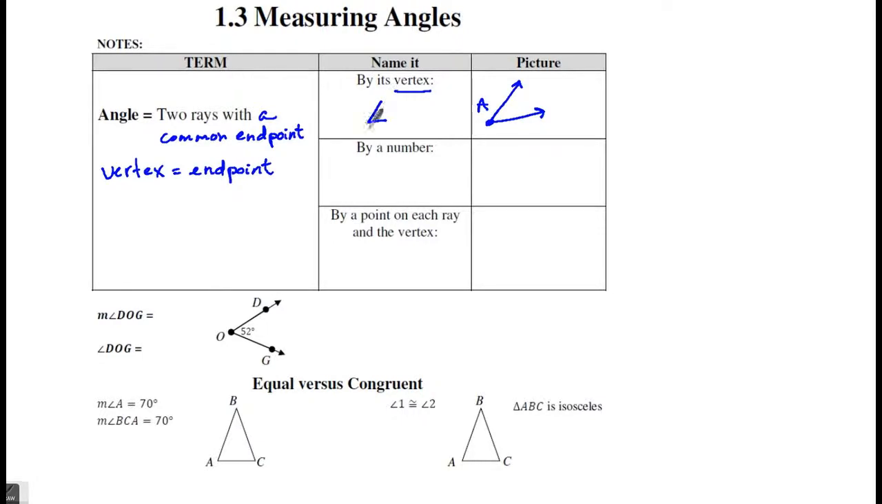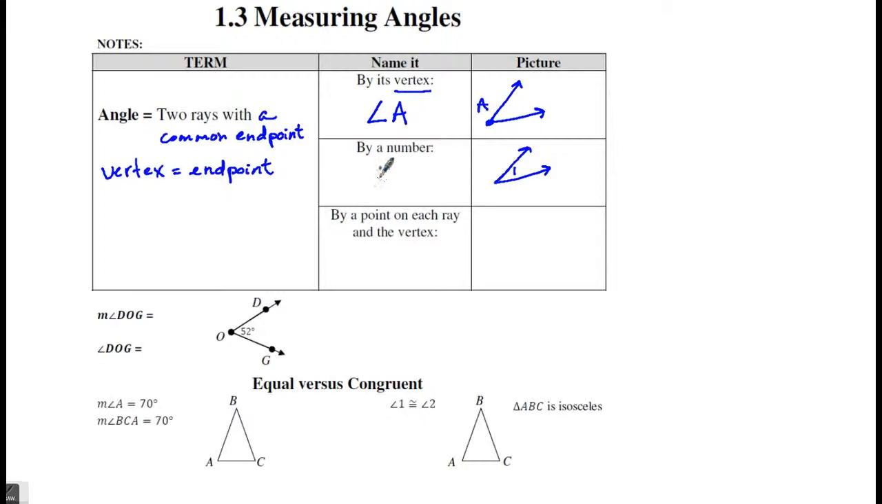We can also name it by number. Let me draw that one again. By number, say they could have a 1 here. We can call this angle 1. Okay? Alright.